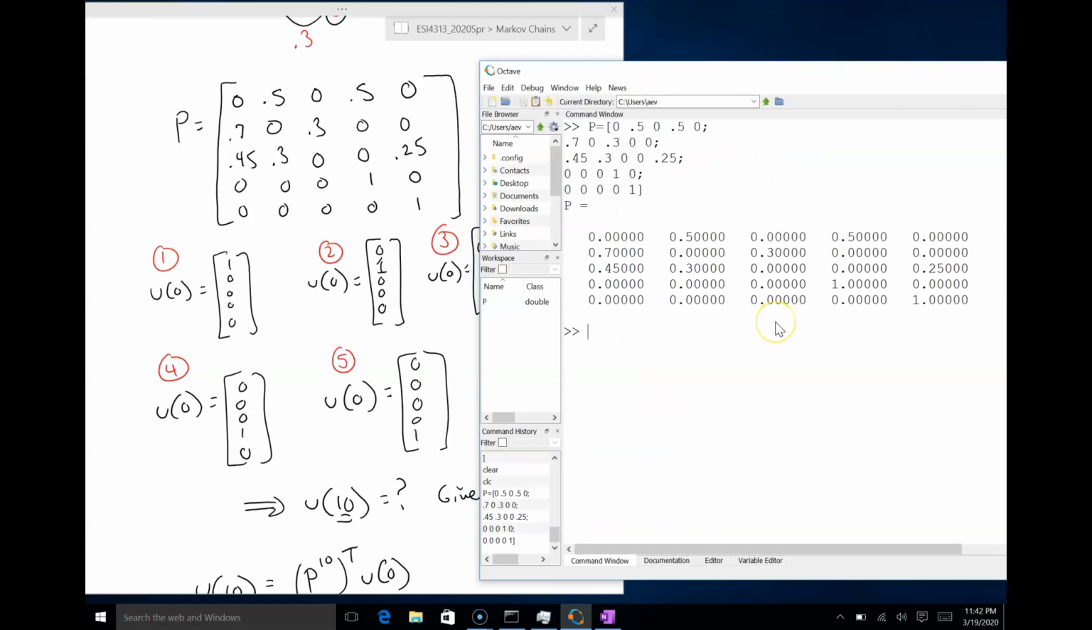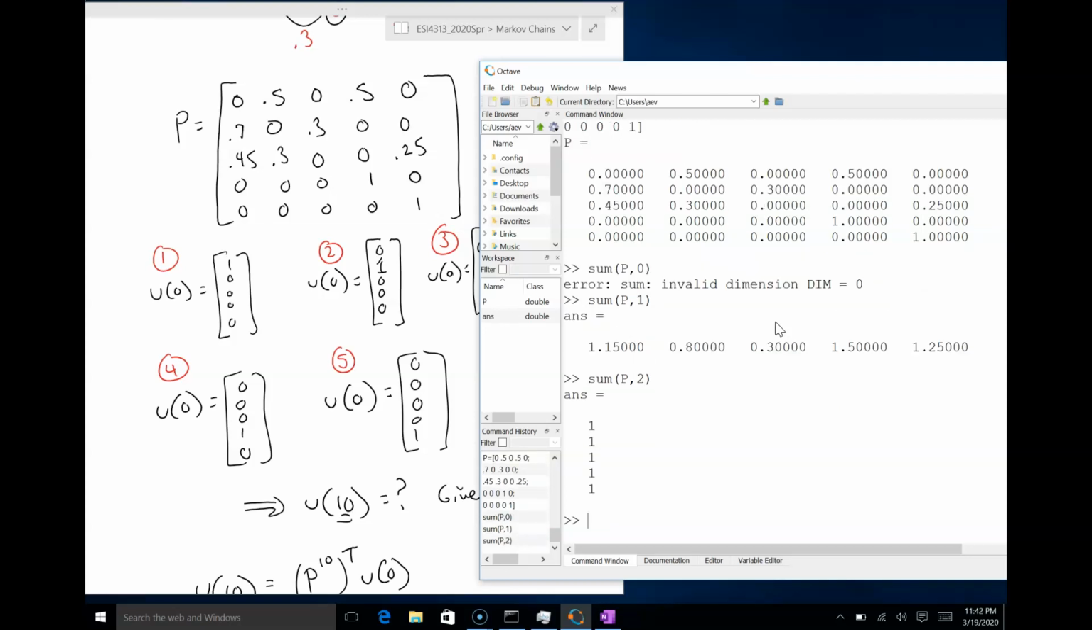Okay, so if we want to check that, in fact, we did the right thing, we can sum across P. We can sum across the first dimension. No, that's not what we want. We want to sum across the rows. So when I did this, I was summing across the columns. Columns are the second dimension, so I'm going to sum across this way.